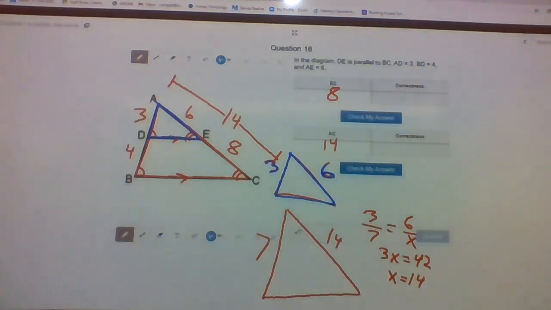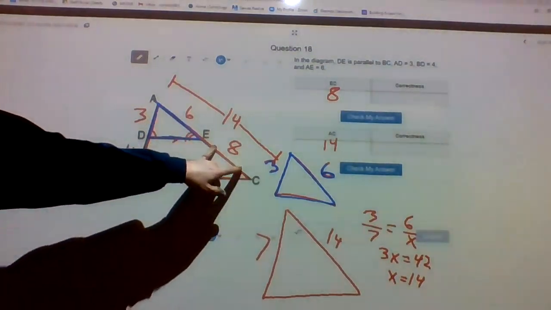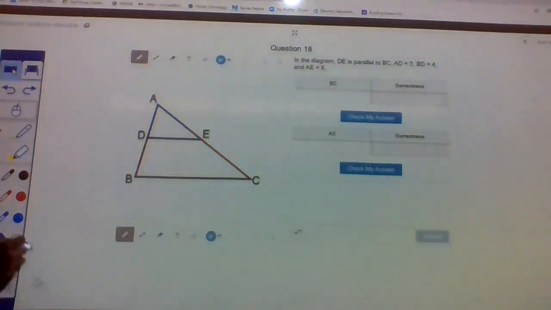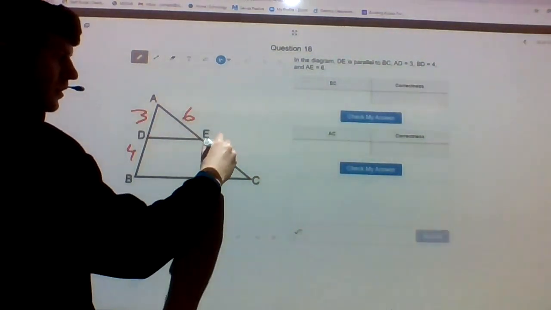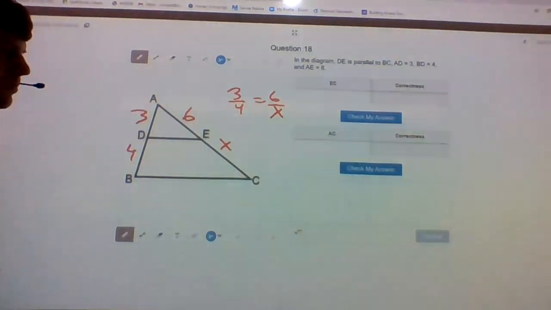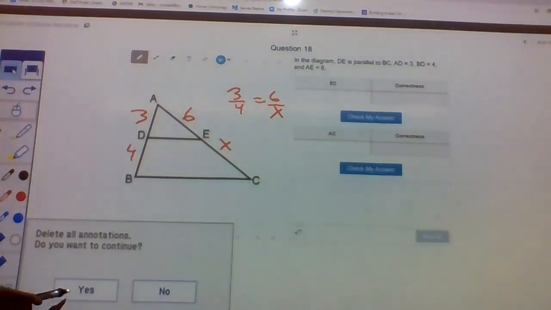Again though, that's if you don't see the quicker way. The quicker way is 3 is to 4 as 6 is to x. So 3 over 4, 6 over x. But either way, you'll get the right answer.